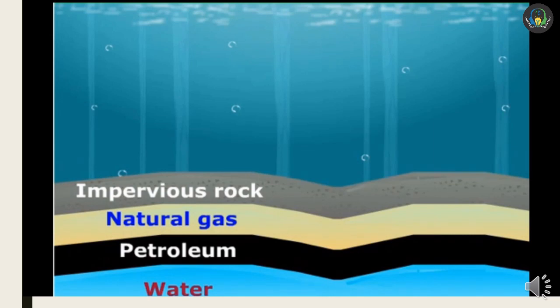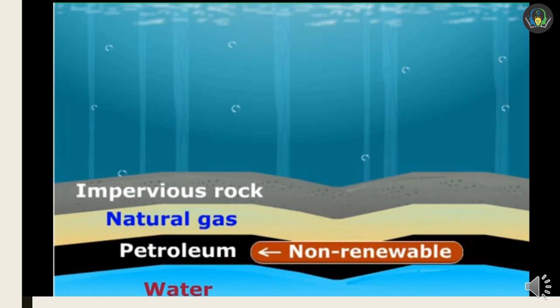As you can see, different layers of it. Now, since petroleum is lighter than water, it is floating above the water. Petroleum is a non-renewable resource.